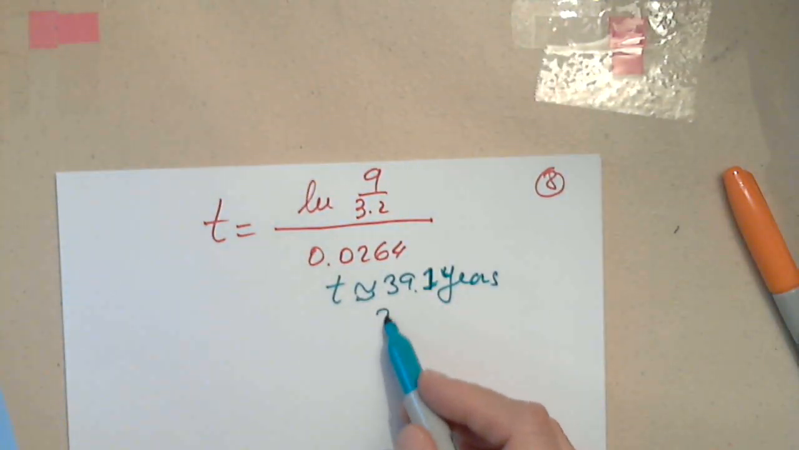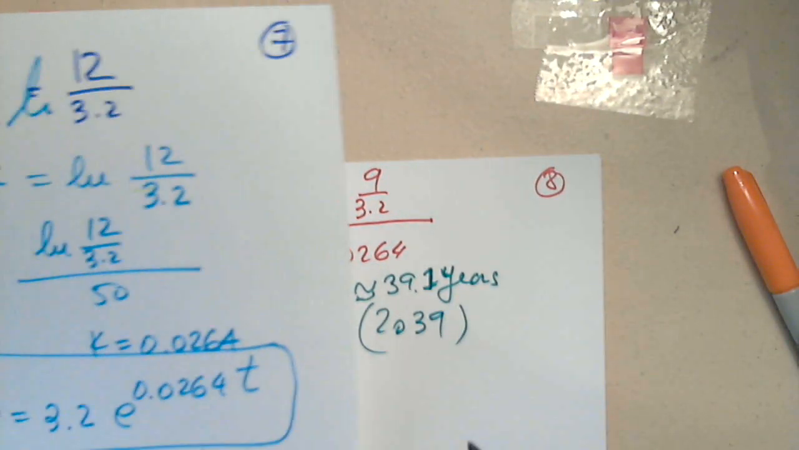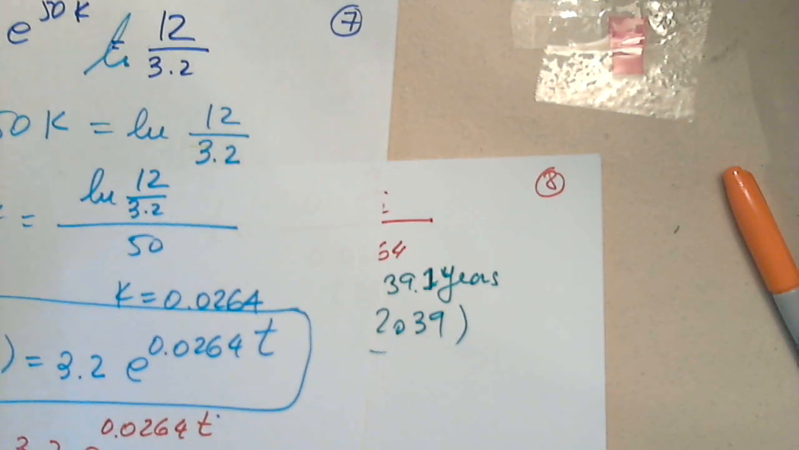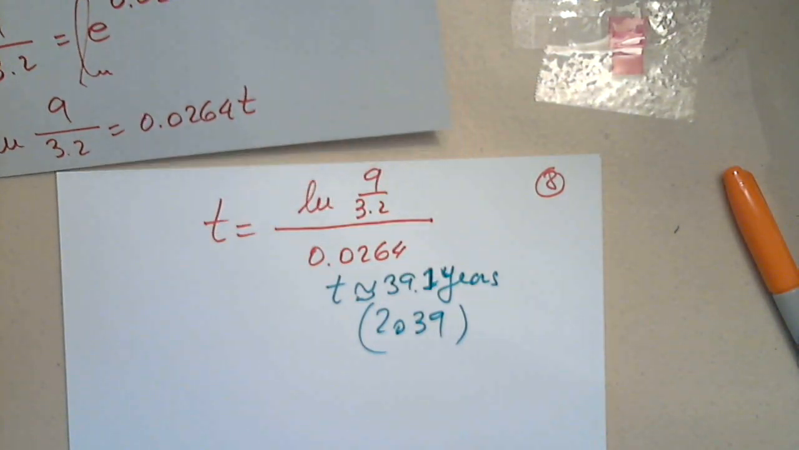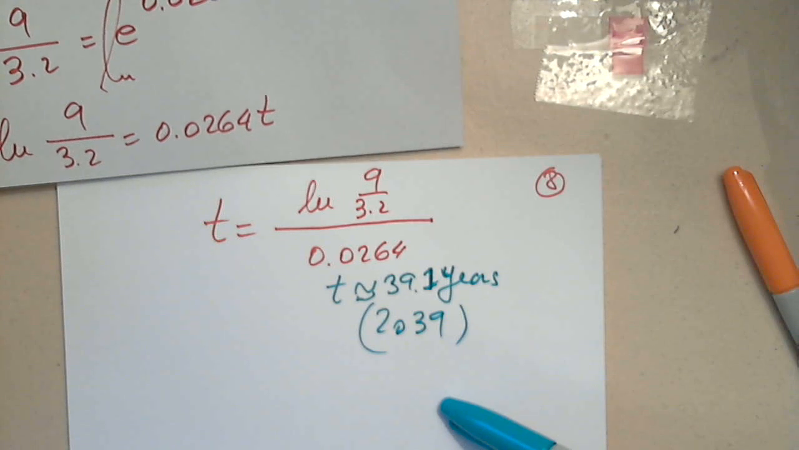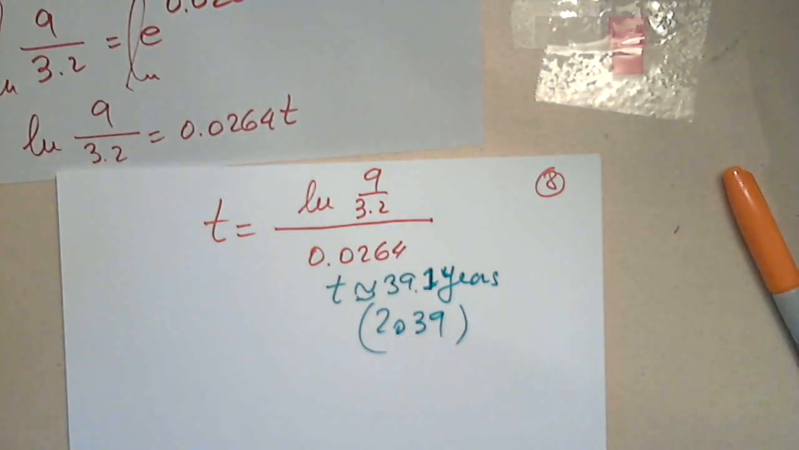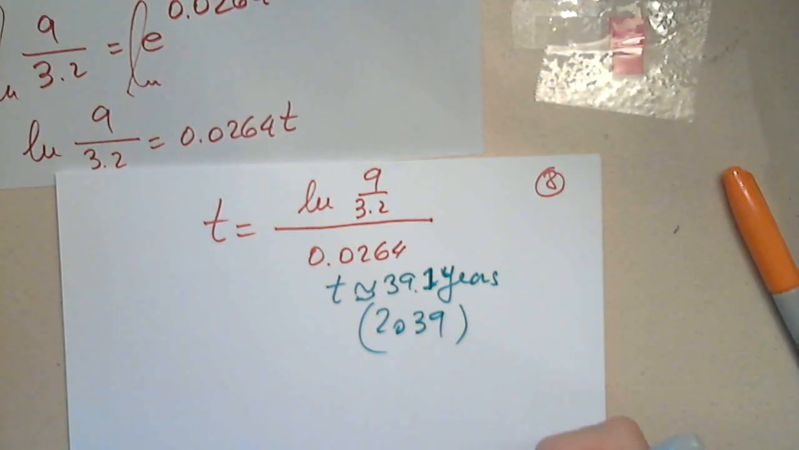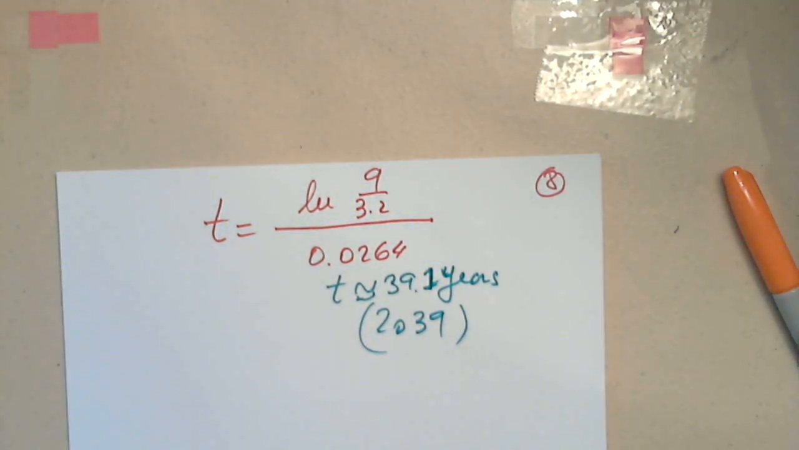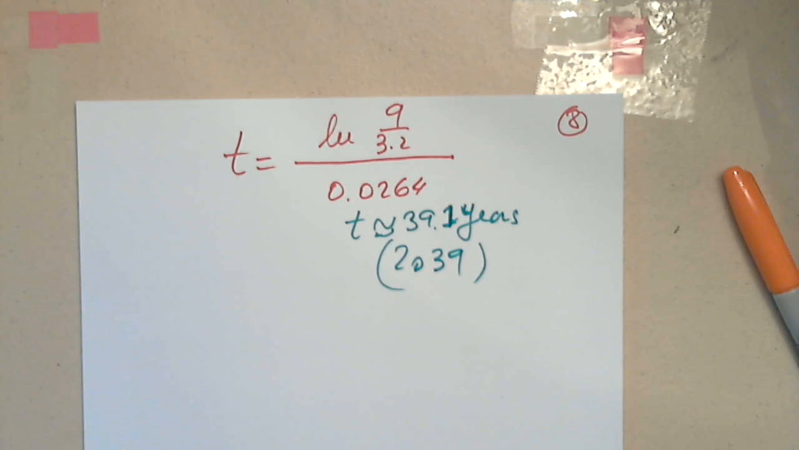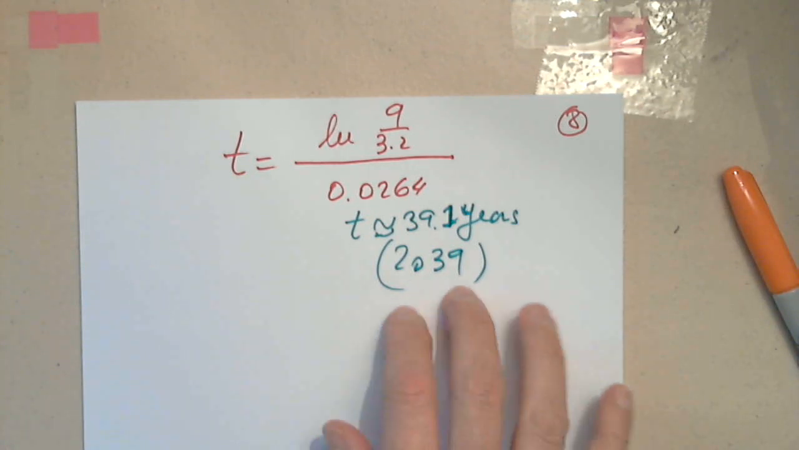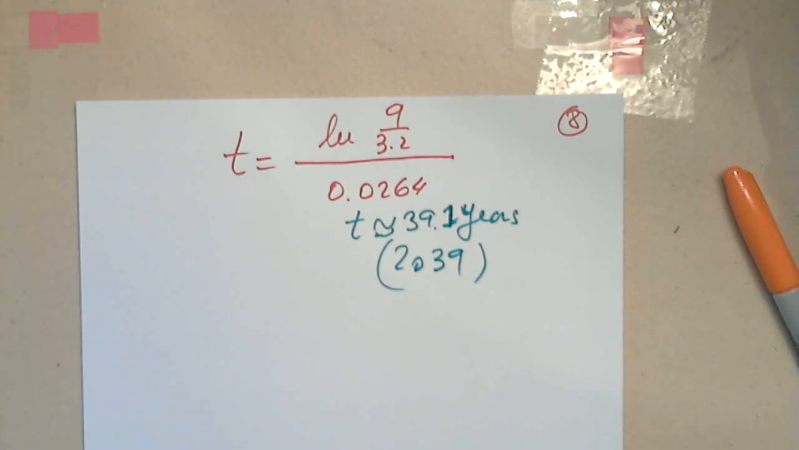Which means roughly in the year 2039, hopefully there is no tragedy happening on this planet anymore. So the population, everyone will live in peace, and they will reach this. 9 million in 2039. So this was the exponential growth model. Let's talk about the exponential decay.